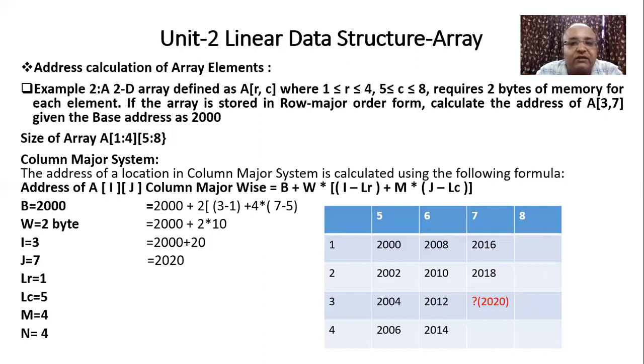Same structure, all the values will remain the same. The only change is that all the elements are now arranged in a column-wise manner. The base address is given to you. If you put in all the values, you will get the answer 2020. Here you are getting the same answer in both cases, but it is not necessary that you always get the same answer. It might be possible you get a different answer. But in this example, for the row measure and column measure, we are getting the same answer.